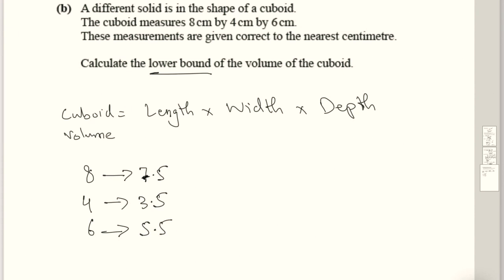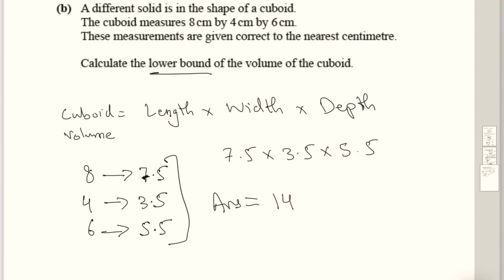Now we use these three values and multiply them with each other. 7.5 times 3.5 times 5.5. This will give you the total volume of the cuboid. In this case, it is 144.375 centimeters cubed. I hope this made sense.